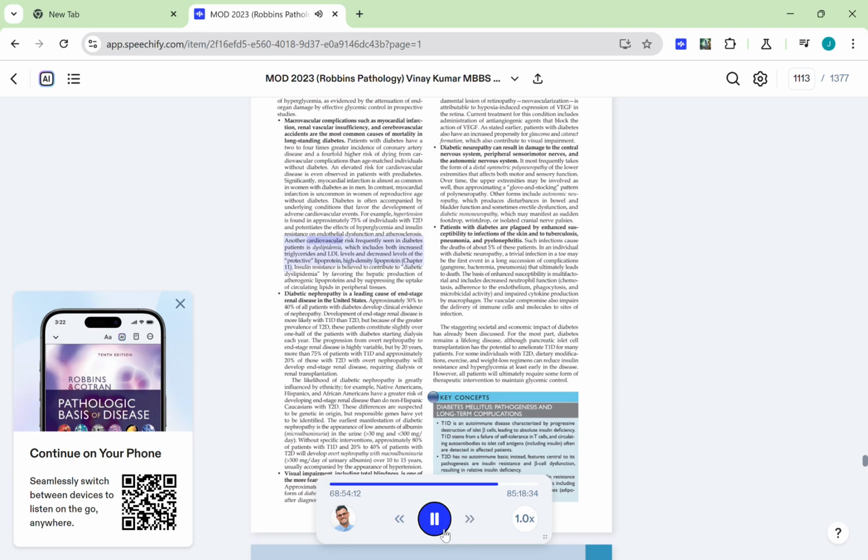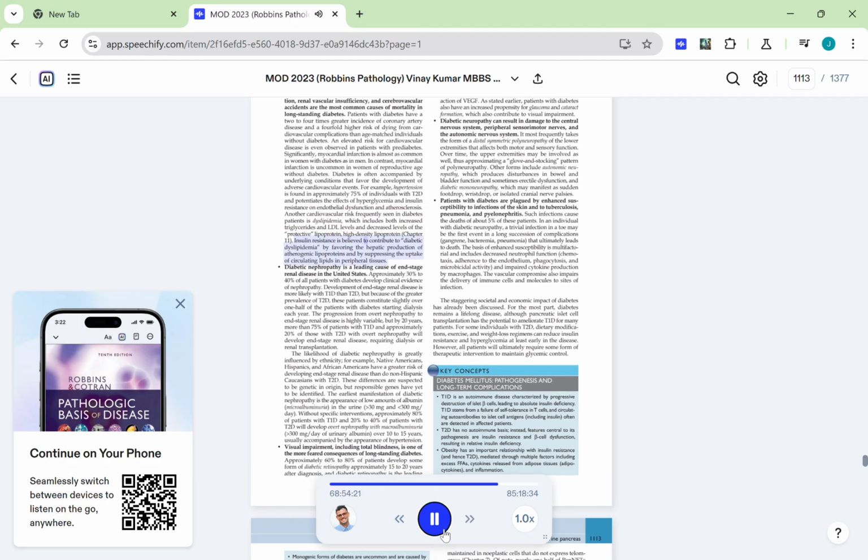Another cardiovascular risk frequently seen in diabetes patients is dyslipidemia, which includes both increased triglycerides and LDL levels and decreased levels of the protective lipoprotein, high-density lipoprotein. Insulin resistance is believed to contribute to diabetic dyslipidemia by favoring the hepatic production of atherogenic lipoproteins and by suppressing the uptake of circulating lipids in peripheral tissues.